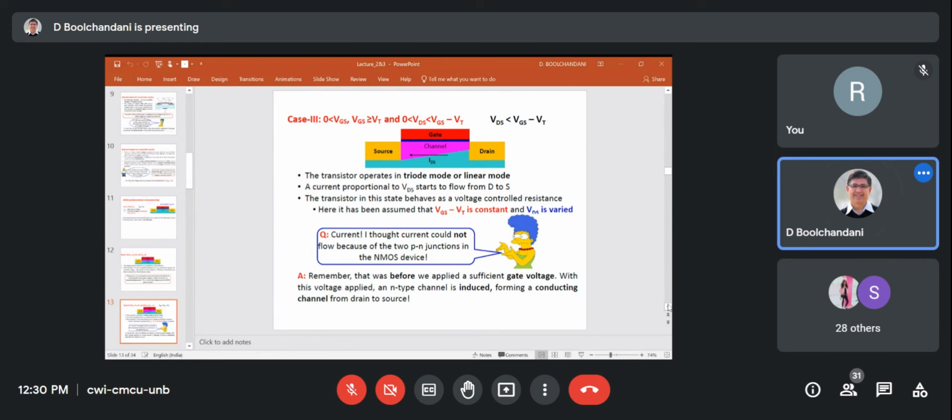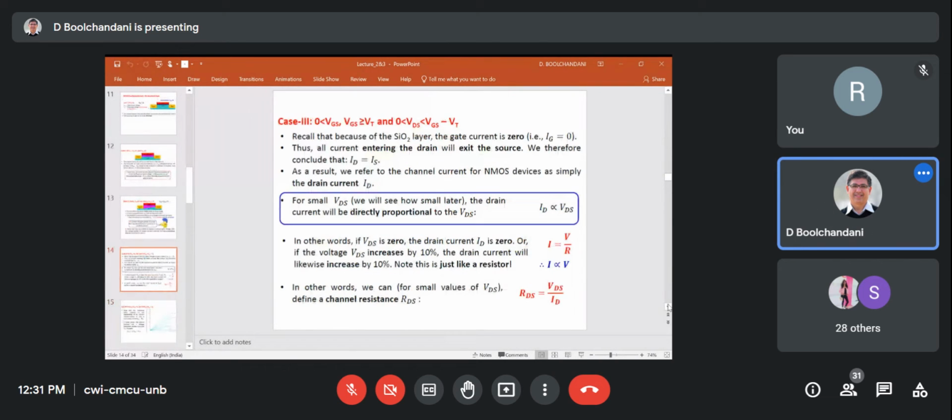So in fact, there were two PN junctions in the NMOS device which were reverse biased. So there was no chance of current flowing. But we have seen that as you apply a gate to source voltage greater than the threshold voltage, a channel gets induced between the source and drain region. The P region, that region which was P type, gets inverted into N type, and then there is a conduction from drain to source.